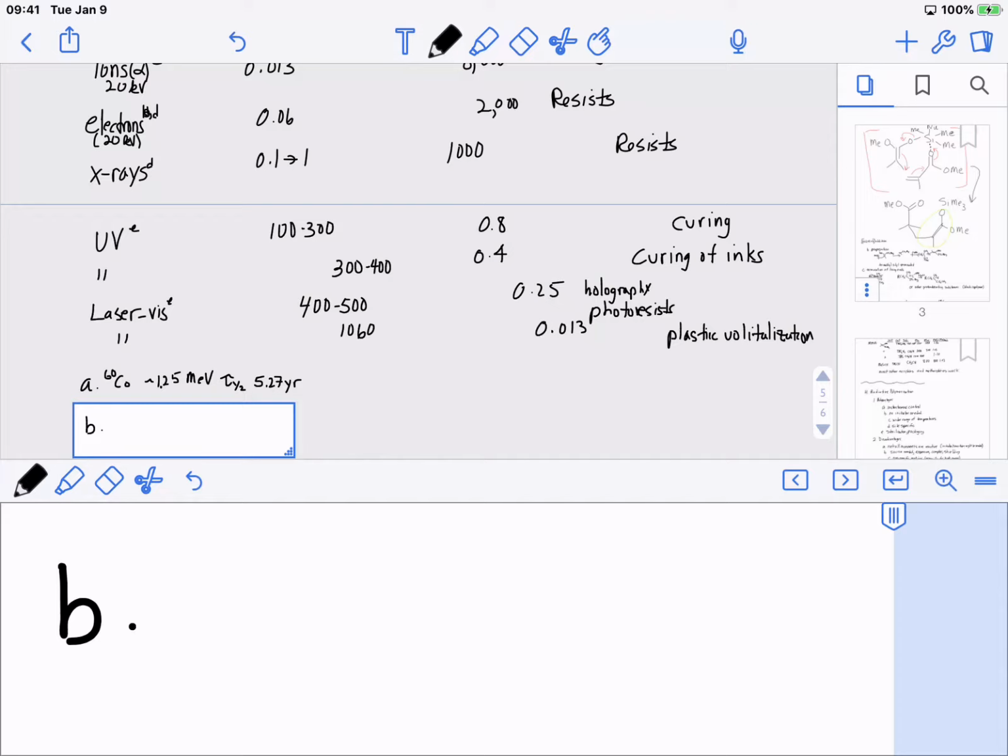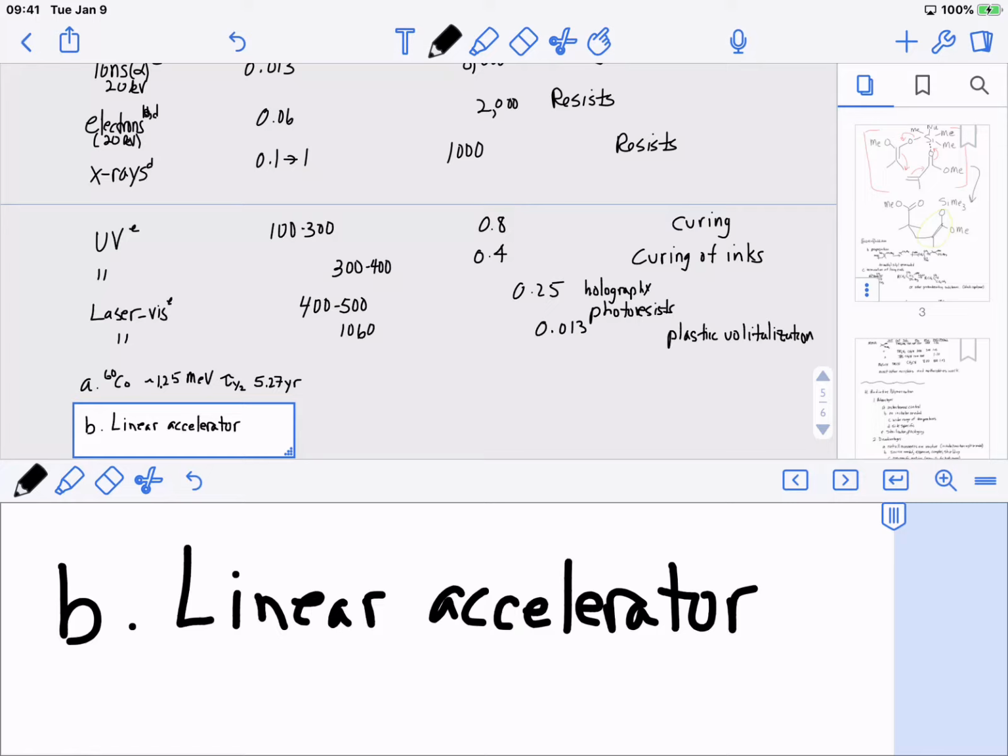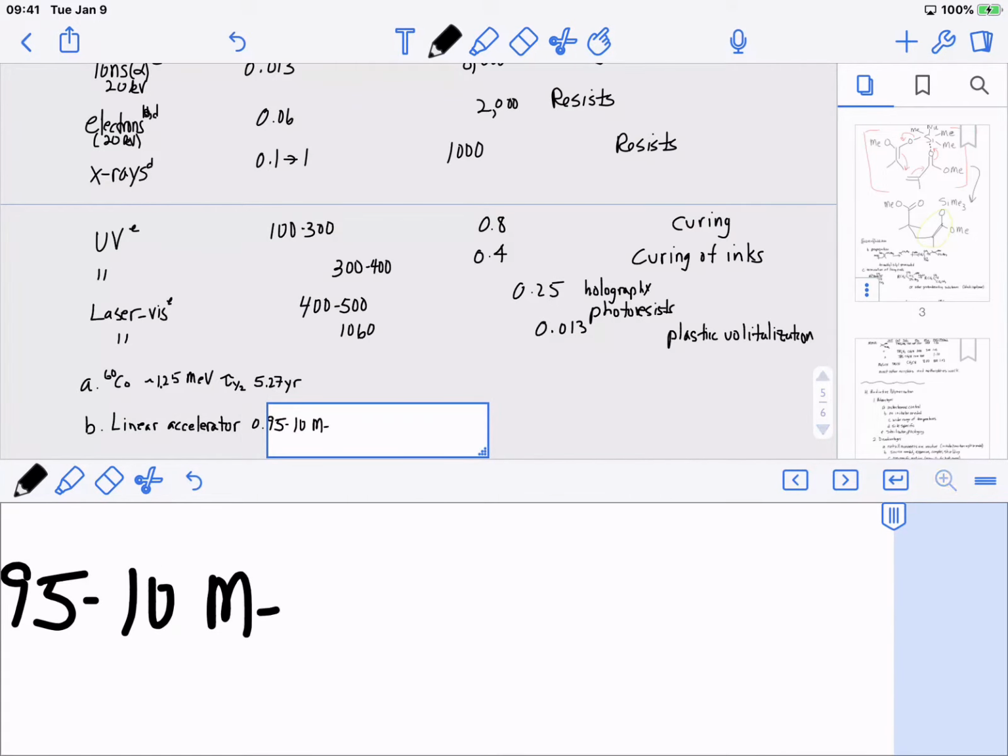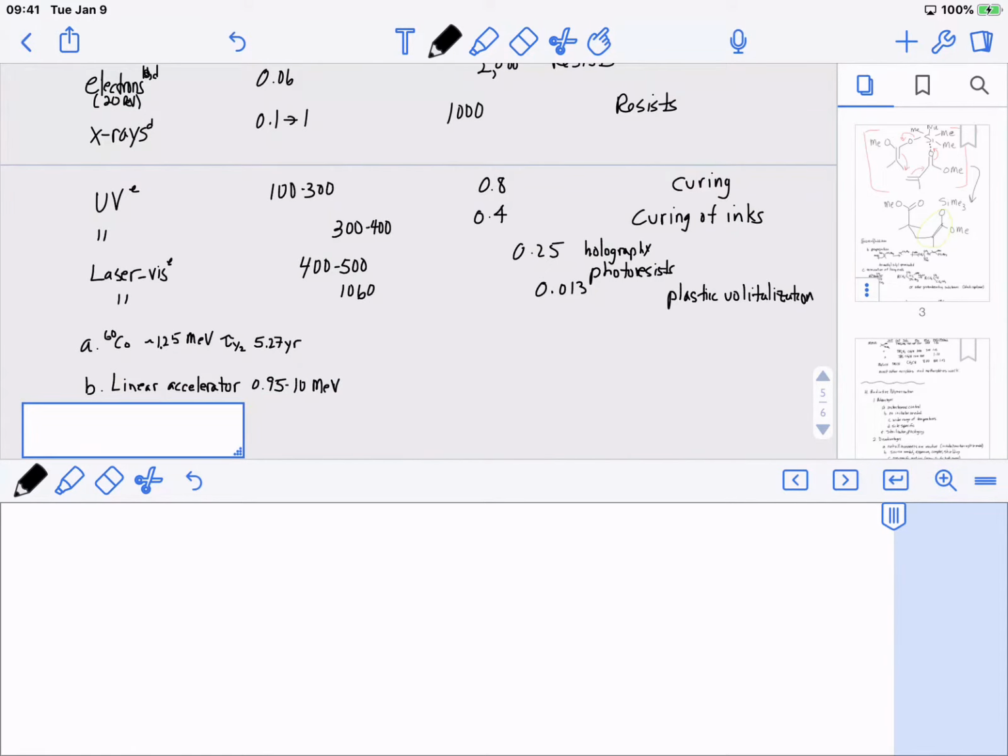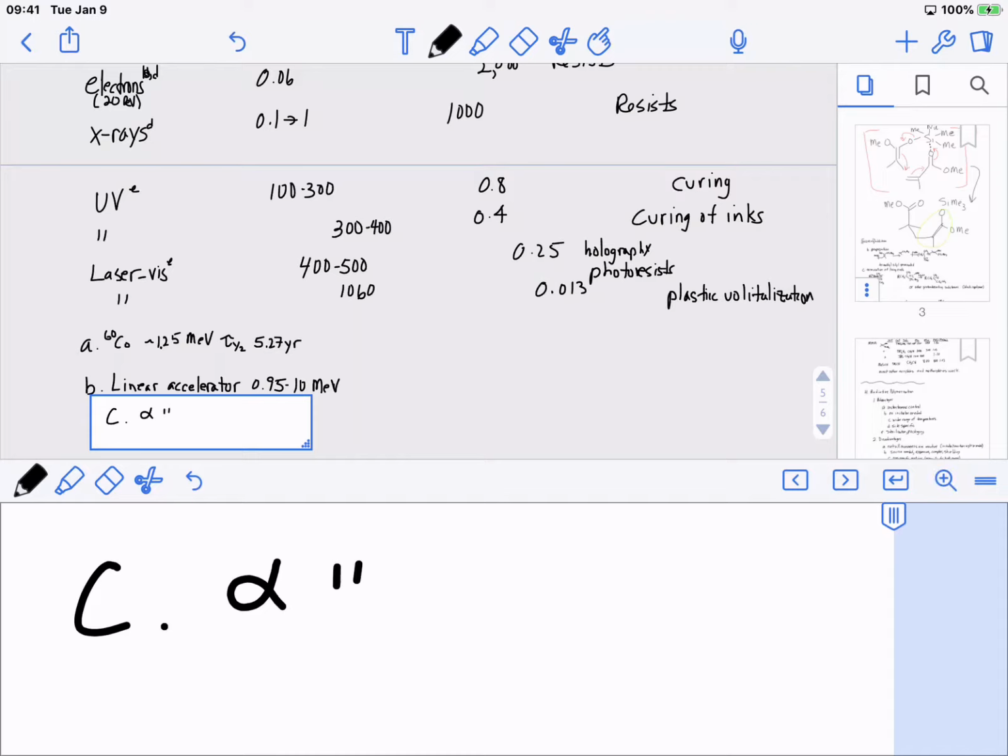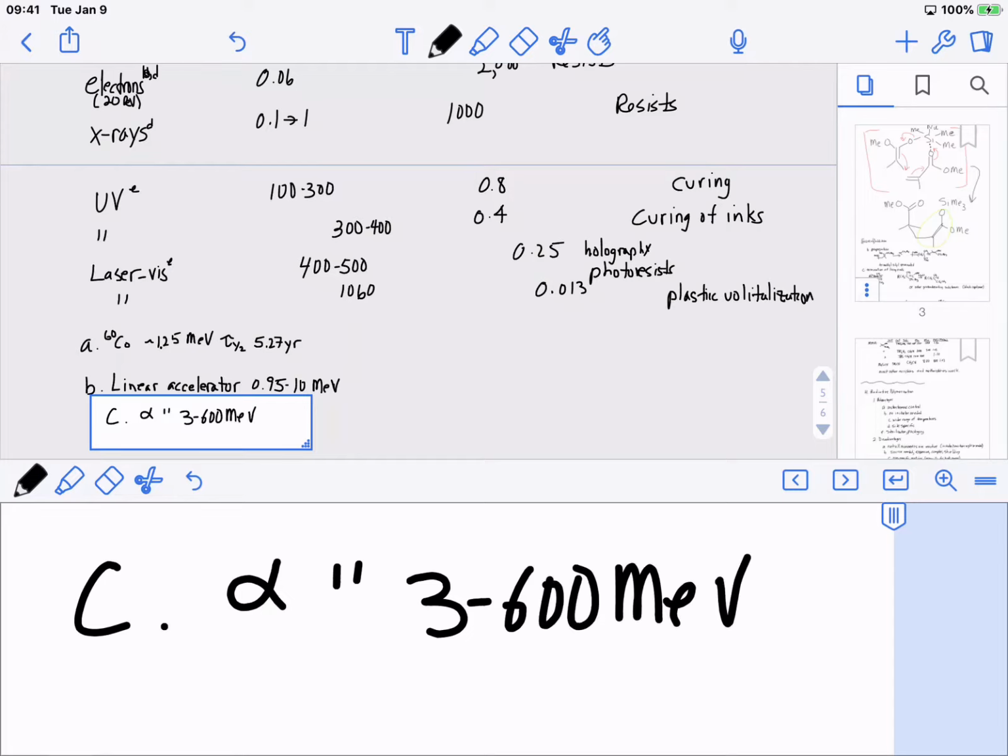B, if you're going to use these electrons, you often will use a linear accelerator. And that'll be about 0.95 to 10 MeVs. Kind of expensive to maintain. C, if you're doing alphas, you can also do those from a linear accelerator, and 3 to 600 MeVs. Sometimes you need a lot to get an alpha particle going.